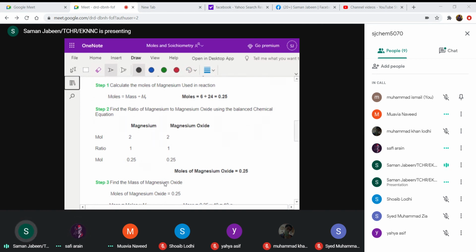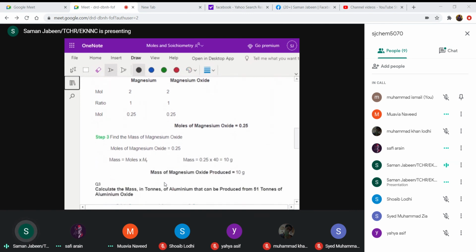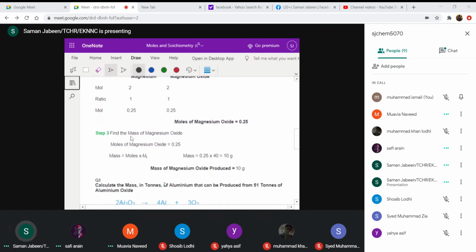Now, what is the step 3? Because we have to find the mass of magnesium oxide. So number of moles is equal to mass upon MR. Just change that formula. Mass is equal to mole multiplied by MR. So magnesium oxide MR you are supposed to calculate. That is 40. And multiply with the number of moles 0.25 and 10 grams is the answer.